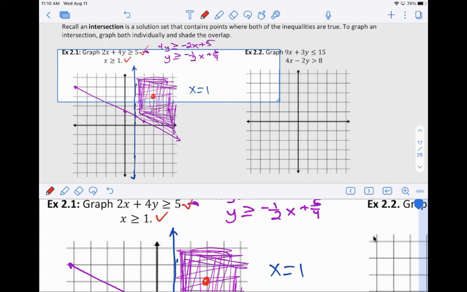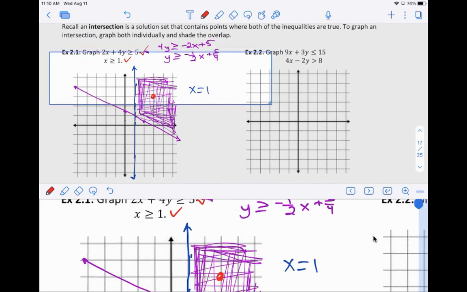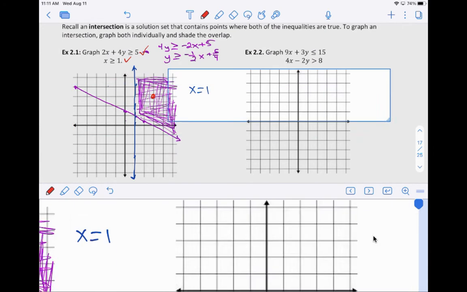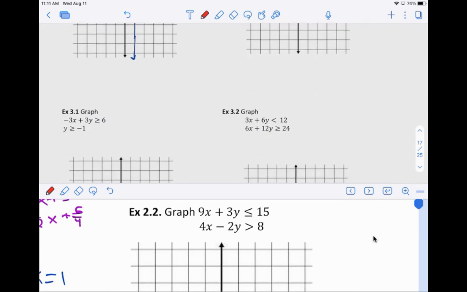If it was true for one but not the other, then you'd probably be in either this zone or this zone, which is still not the area we want to shade. So it's got to be true for both of them. It's got to be the solution set where they are both true. Hence their intersection, their crossover, their true and true zone. Okay, let's try it again.